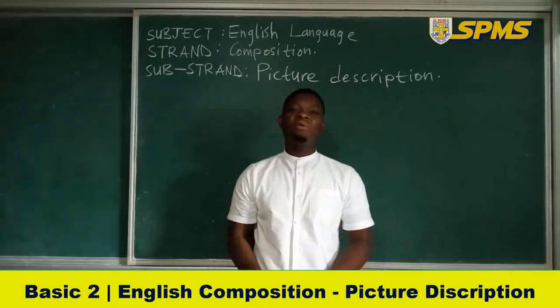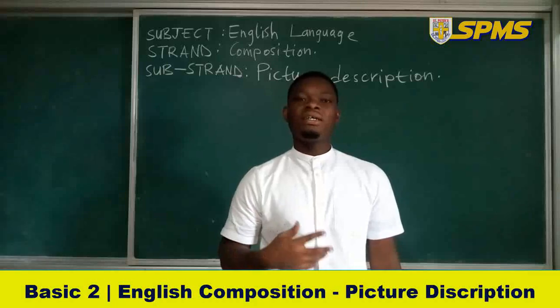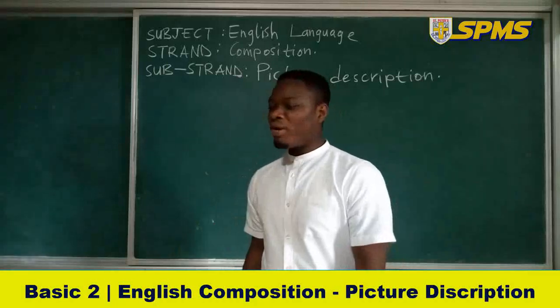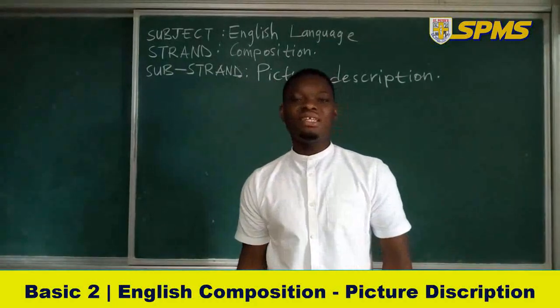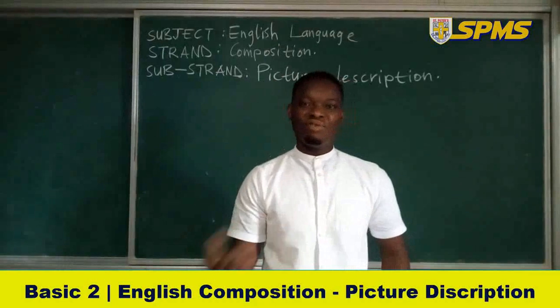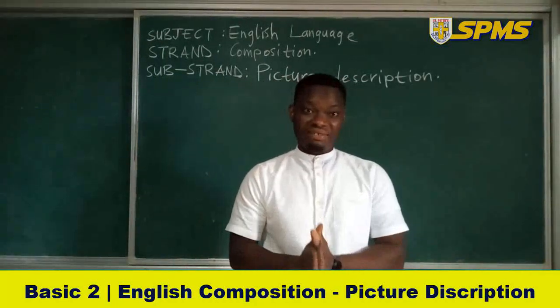Now the last thing that we look out for is what the character did. This talks about the action that the character performed in the picture, and this will give you a guide on what to say. It will give you more to say about the story. For example, if you see the character with a ball in front of him kicking, what does it tell you? It tells you that the character was playing football. So it will give you more to say. Very good. I believe you are getting it very well.